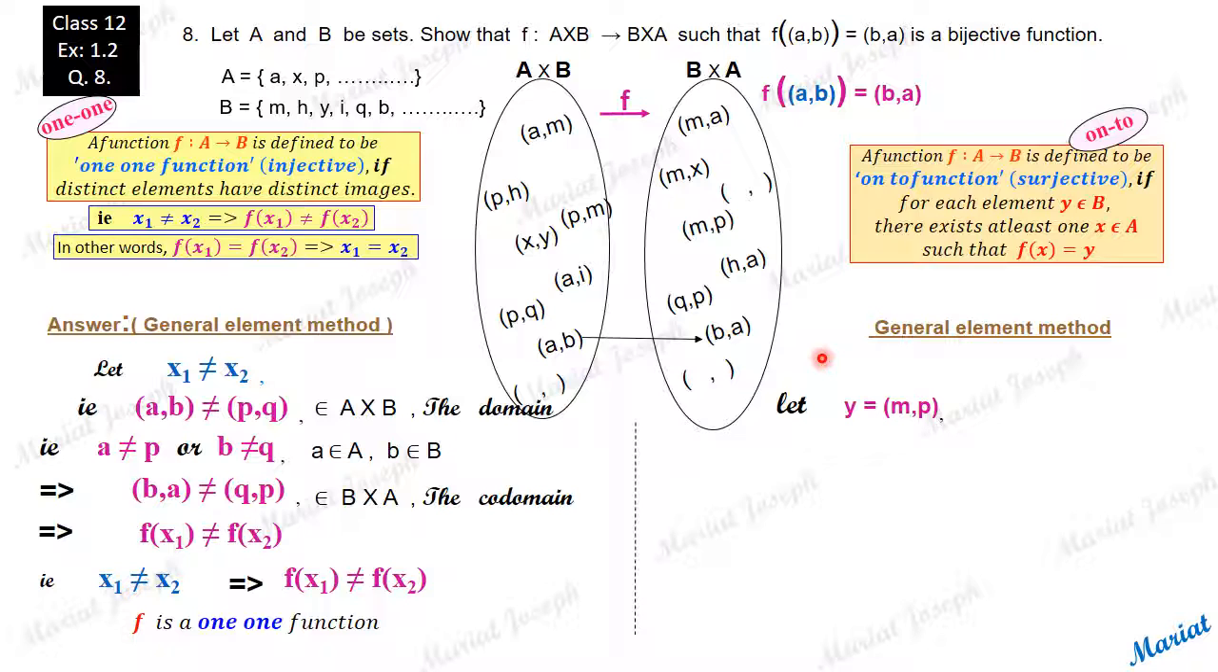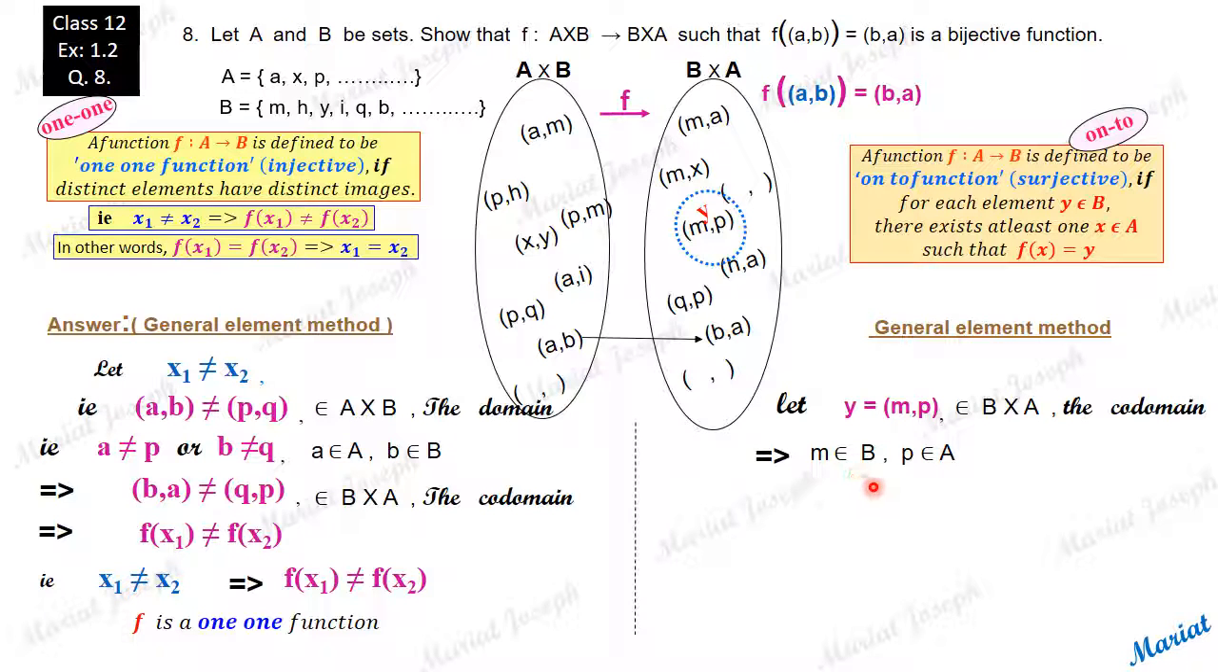Assume that there is an element y in the codomain. Let me take y as this element MP. Y stands for any of them; I am just taking one of them. Let y be the ordered pair MP, which belongs to B cross A, that is the codomain of our function here. If this ordered pair M comma P belongs to B cross A, we can say M must be an element of B and P must be an element of A. Yes, M belongs to B and P belongs to A. That is why this ordered pair was available in B cross A.